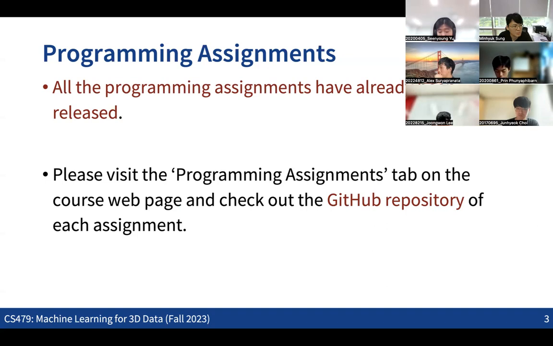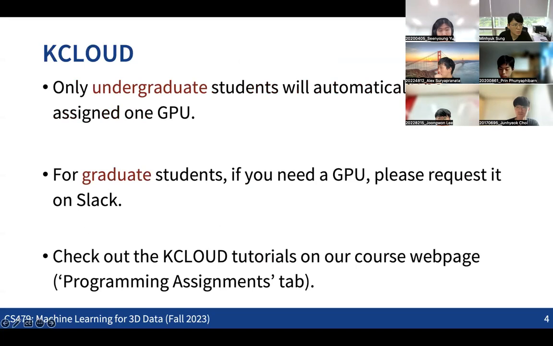I also talked about how we are going to distribute computing resources. We have GPUs in the K cloud, but only a limited number. We already distributed all the GPUs that we have in the K cloud to the undergraduate students. If you did not receive a K cloud GPU as an undergraduate student, please let us know. And for graduate students, if you need a GPU, please let us know, and we are going to try to distribute some of the GPUs there.